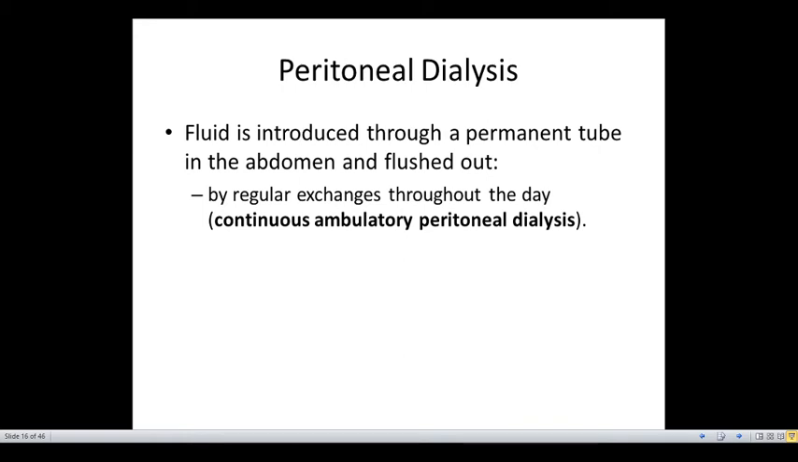The other variation is that the fluid is introduced through the permanent tube in the abdomen and flushed out by regular exchanges throughout the day. And this type of peritoneal dialysis is called continuous ambulatory peritoneal dialysis.